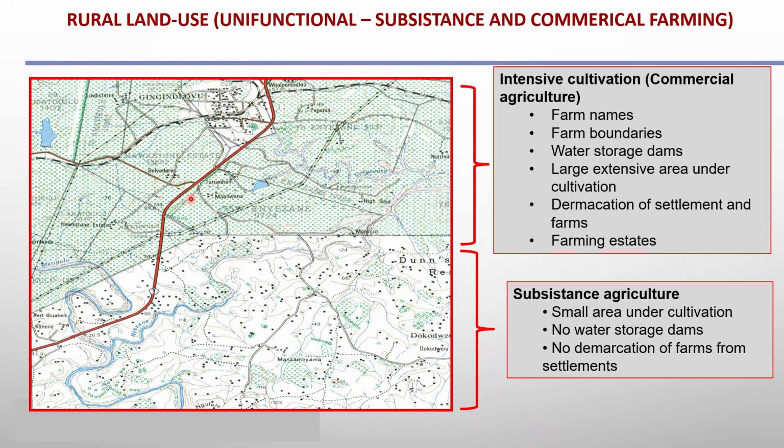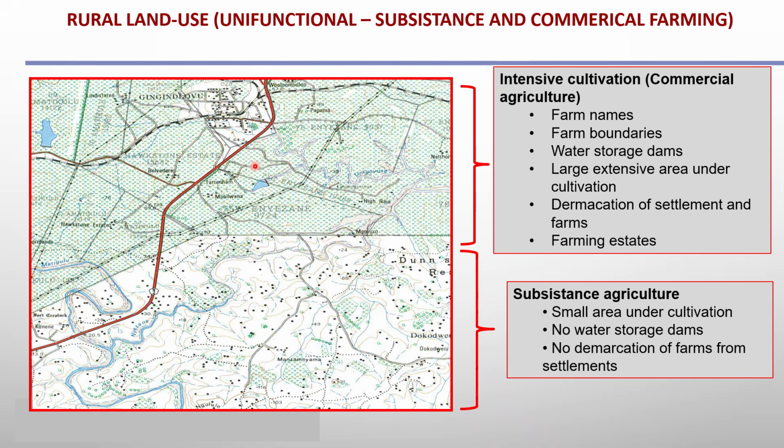They also have boundaries. I'm sure you can see. Look at my pointer here. There are these black lines. They are showing boundaries. Look at this one here. I'm pointing. Look at my pointing stick. They have boundaries. At a large scale, there are boundaries, and they have farm names.